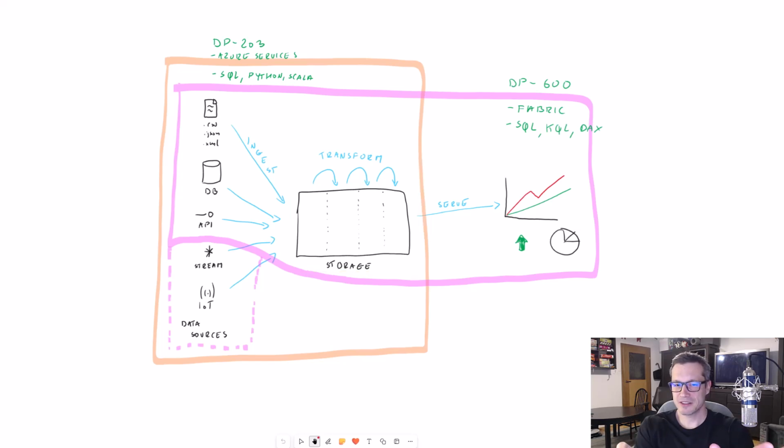But still DP-600, it takes all the skills, not as deep as DP-203, but you are required to know quite a lot, a full landscape of the whole solution, which might be challenging.